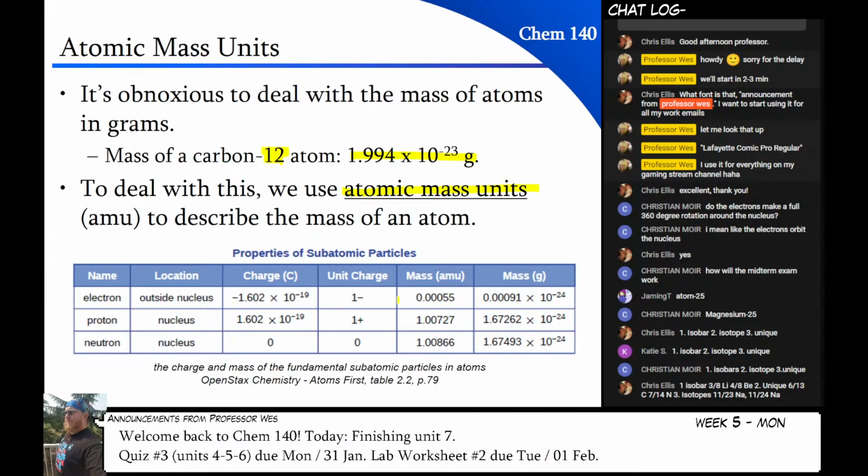Likewise, if I do some multiplication or division, here's the mass of a proton in grams. We're going to call that roughly 1. Here's the mass of a neutron, only slightly more. We're going to call that also roughly 1. And then electrons, which weigh very, very little, we're going to call that roughly 0.